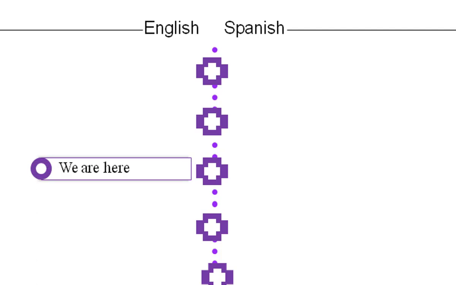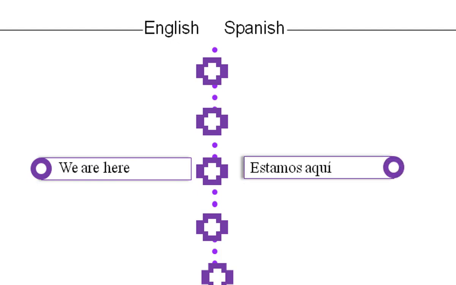Third one, we are here. So you're basically saying to someone that you have reached a particular location. So we is nosotros, and nosotros form of estar, estamos, and here is aquí. So you can say either nosotros estamos aquí, or you can just say estamos aquí.